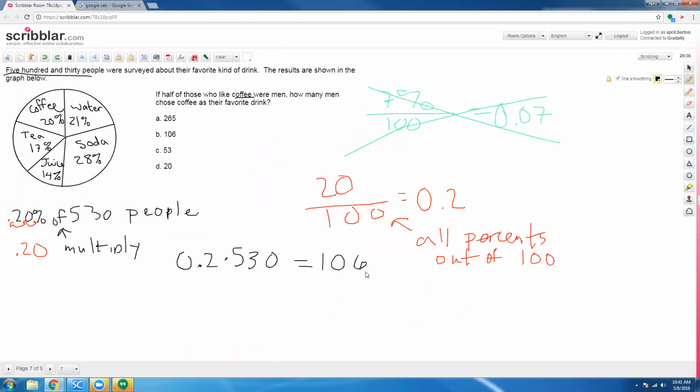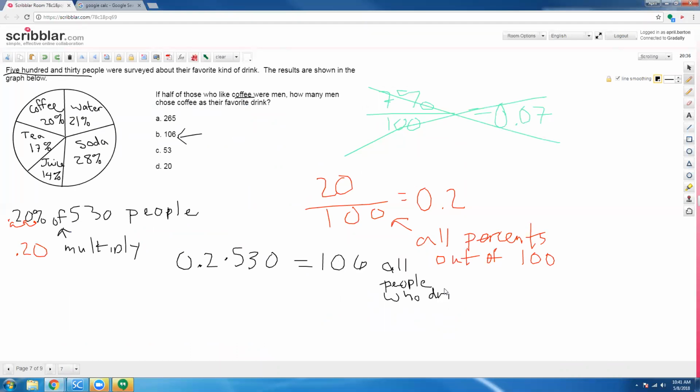So this is where you can make a mistake. 106 is an answer choice. But they didn't ask for all the people who drink coffee. This is all the people who drink coffee. They asked just for the men who drink coffee.